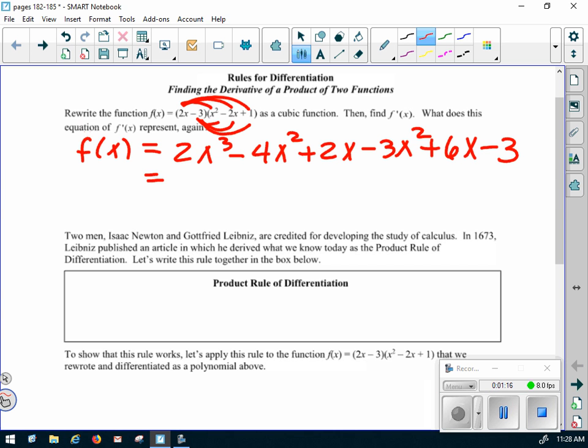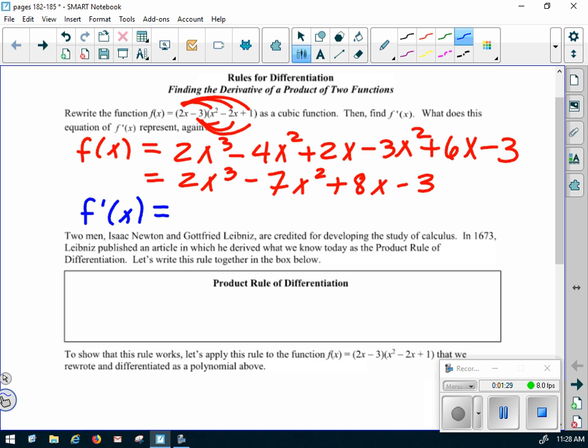Ready. There we go. So what do we got? 2x cubed minus 7x squared plus 8x minus 3. You know that's not what I said. So 6x squared minus 14x plus 8.